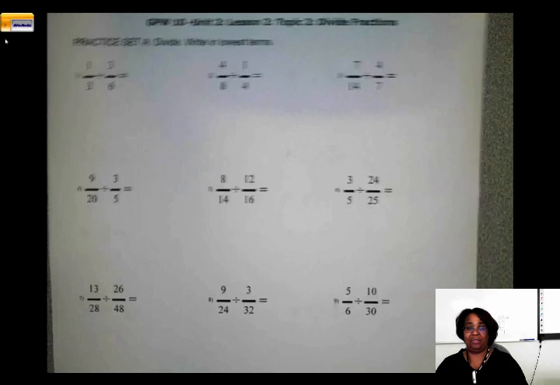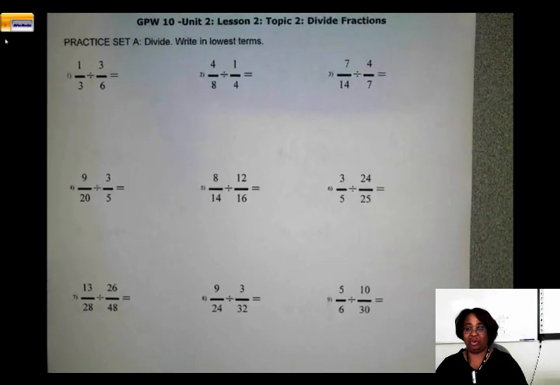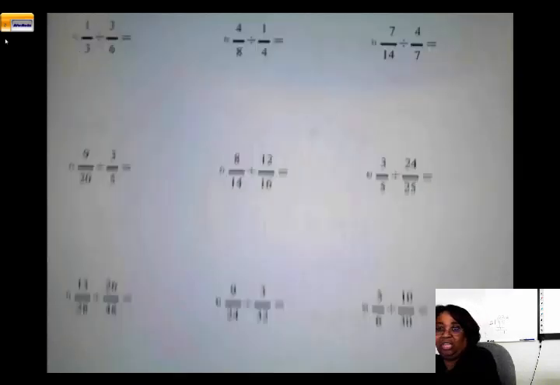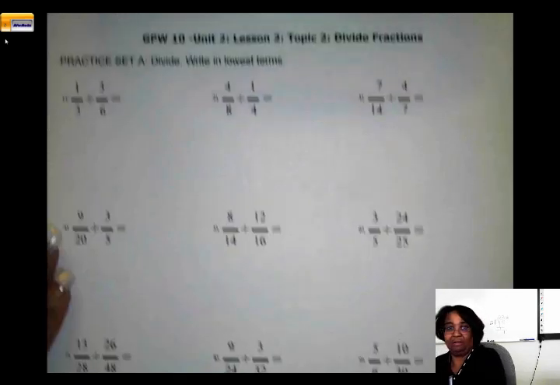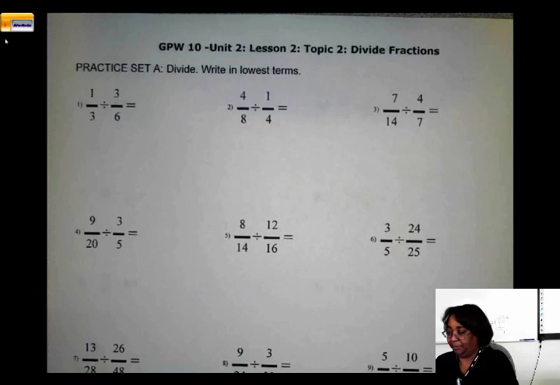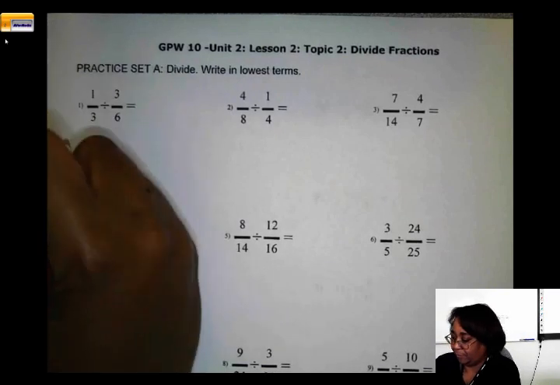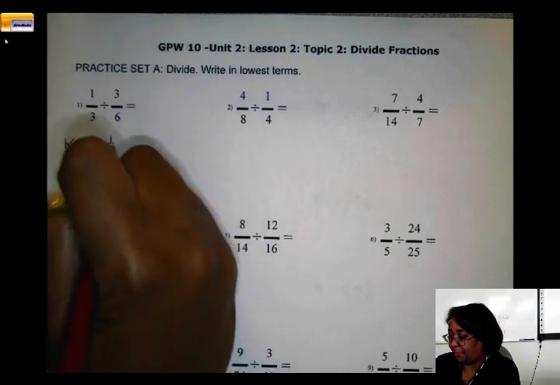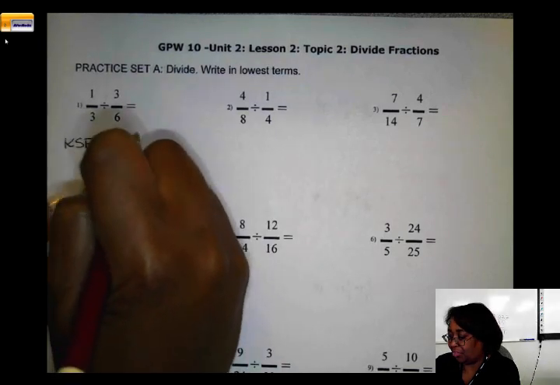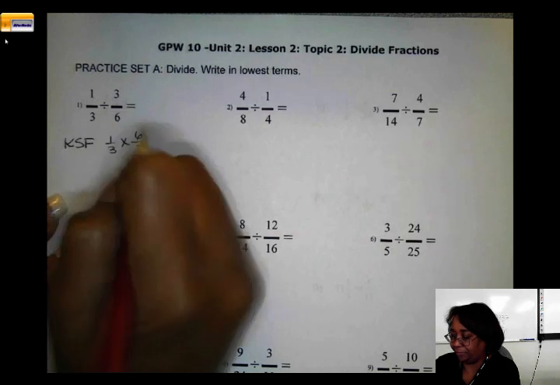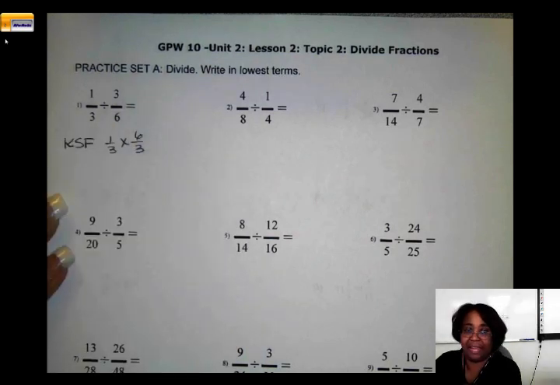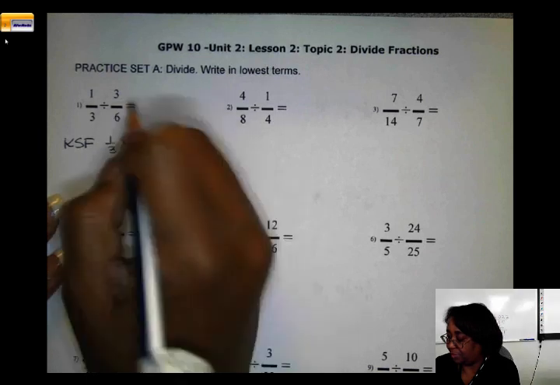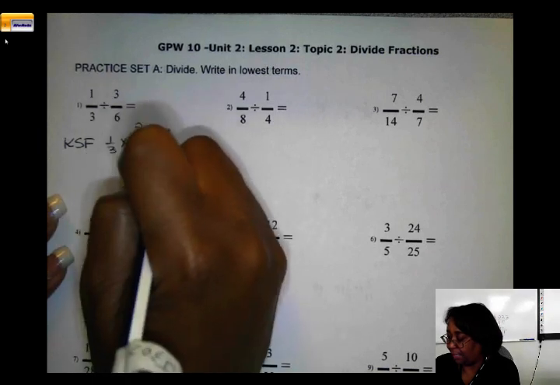On these, you're going to do short, quick ones. You're going to just do keep, switch, and flip and solve. Let's just do the first one together. I always like to just go keep, switch, and flip like this. Keep the first fraction, switch the operation, and flip the second fraction. And then I cancel. 3 goes into 3 once, 3 goes into 6 twice, and I get 2/3.